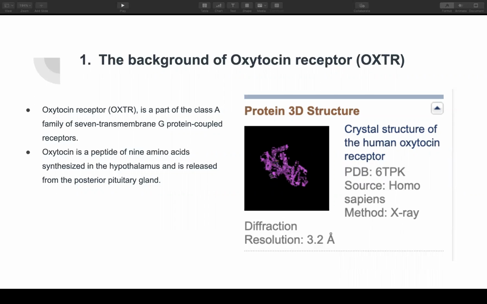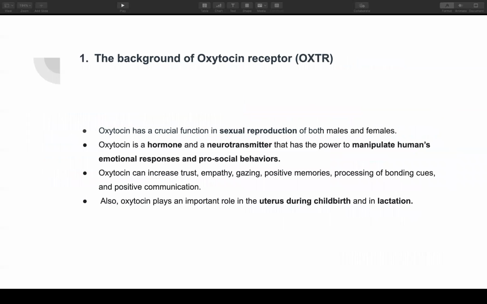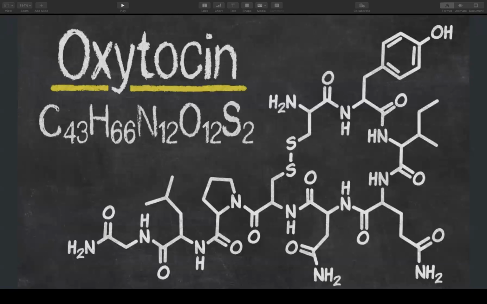Oxytocin is a hormone released by the hypothalamus and released from the posterior pituitary gland. And oxytocin has crucial functions in sexual reproduction of both male and female in many species. Also in female, oxytocin plays an important role in the uterus during childbirth and lactation. And here is the oxytocin structure.